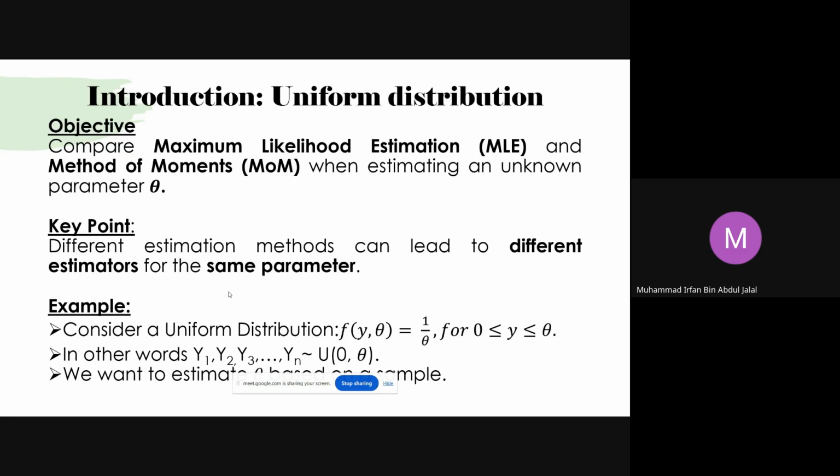So as an example to illustrate this point, consider a uniform distribution which is given by this equation, 1 over theta, where the bounds for the observation y are between 0 and theta here. In other words, the random variables y1, y2, y3 until yn are distributed as a uniform distribution with parameters 0 and theta. And because of this, we want to estimate theta based on a sample.